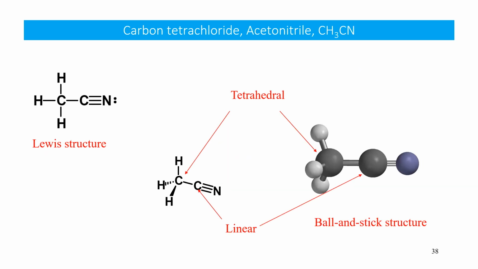Nitrile is also another interesting species because, as you can see, we have here a Lewis structure for the carbon. This carbon, of course, is tetrahedral, but this carbon is linear. And so therefore, when we have the ball and stick, you can see that it leads to quite an interesting geometry, because the carbon, which is sp3, is quite different from the carbon which is triply bonded to the nitrogen. This has linear geometry.